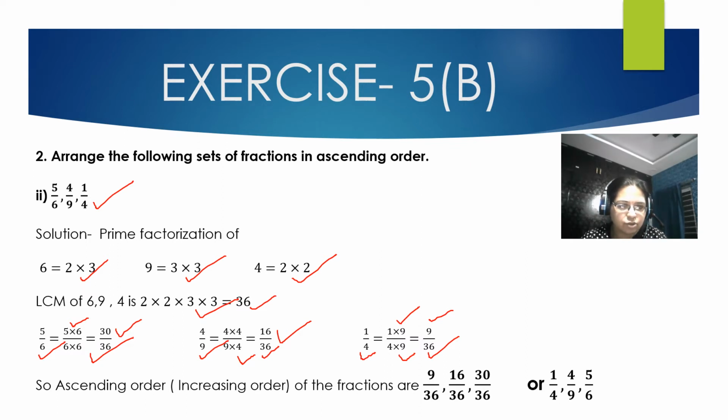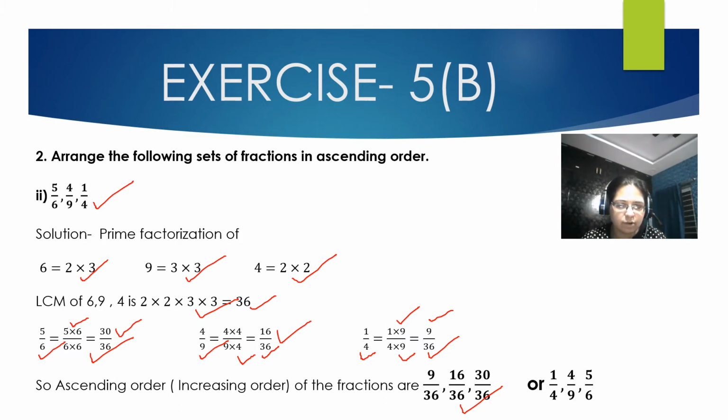These are like fractions. So in like fractions, we just have to look at the numerator. Here, 9 is less than 16 is less than 30. So 9 divided by 36 is less than 16 divided by 36 is less than 30 divided by 36. So the ascending order of the fractions: 9 divided by 36 is equivalent to 1 divided by 4.